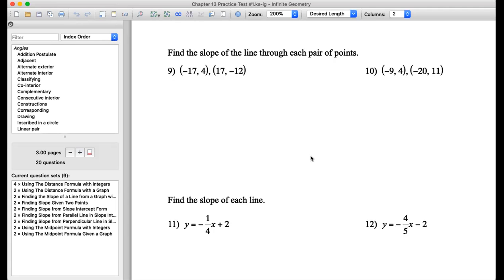13 through 16 are the ones that are just slightly tricky. You have to know what it means when 2 lines are parallel. If 2 lines are parallel, what can you say about their slopes? They're the same, right? And if they're perpendicular, they're opposite reciprocals.